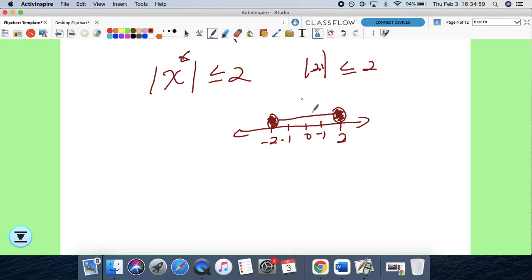Oops, what kind of number line is this? Between -2 and 2. Okay, so we can write it in this manner. So any value between those two would make the inequality true.